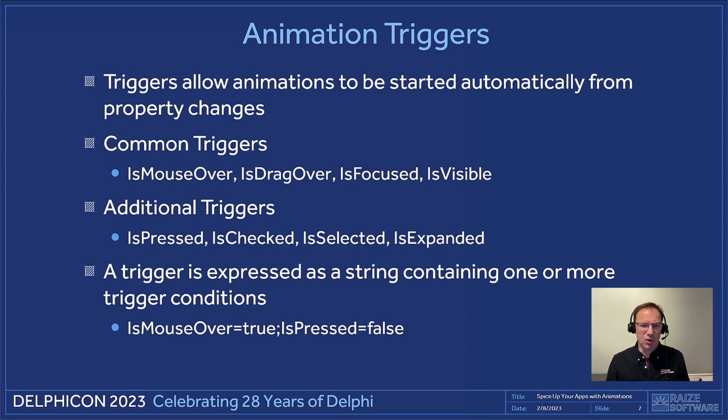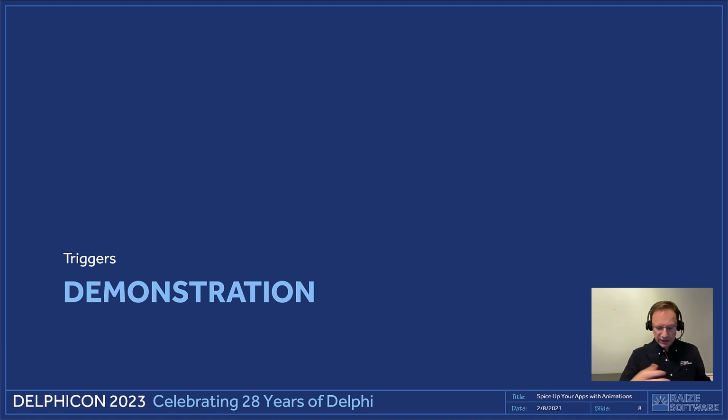But certain things we would want to have animate automatically for us. Some of the most common ones are when you move the mouse over something. We want to be able to respond to a trigger for that, or if we've clicked on something, if it's been pressed. So these triggers all have an is prefix to it, like is mouse over, is drag over, etc. And based on those, we can put an expression inside of a condition in these properties to determine whether the trigger fires up the animation or not.